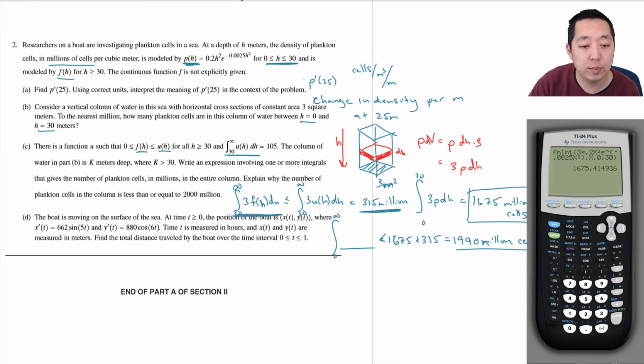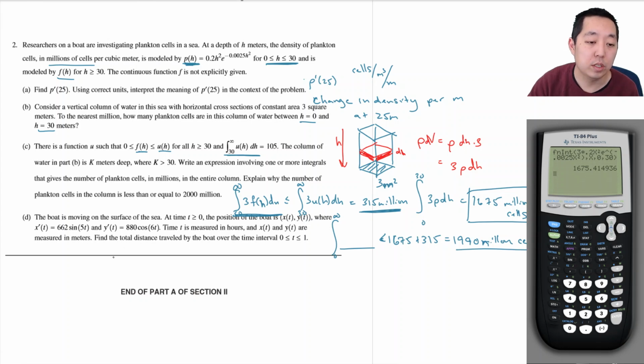Yeah, I got 1990. So anyway, the boat is moving on the surface of the sea. At time t equals 0, the position of the boat is x of t, y of t, where x prime of t is 662 sine 5t, and y prime of t is 880 cosine 6t. Time t is measured in hours, and x of t and y of t are measured in meters. Find the total distance traveled by the boat over the time interval.